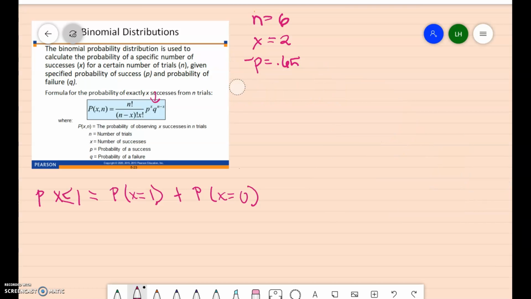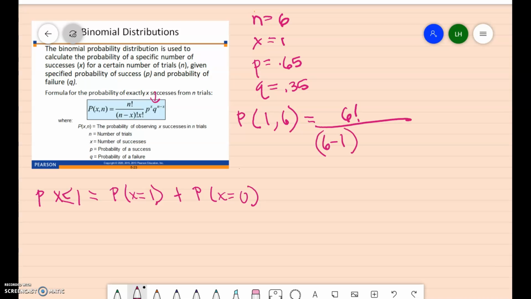Most of the information up here will stay the same, but first we want x to equal 1, and P was 0.65 and Q was 0.35. So we're going to plug into the formula for 1. This time it's 1 comma 6, and in factorial it's still 6 factorial over 6 minus 1 this time, and 1. And then over here we're going to have 0.65 to the first and 0.35 to the 6 minus 1. So let's simplify this first.